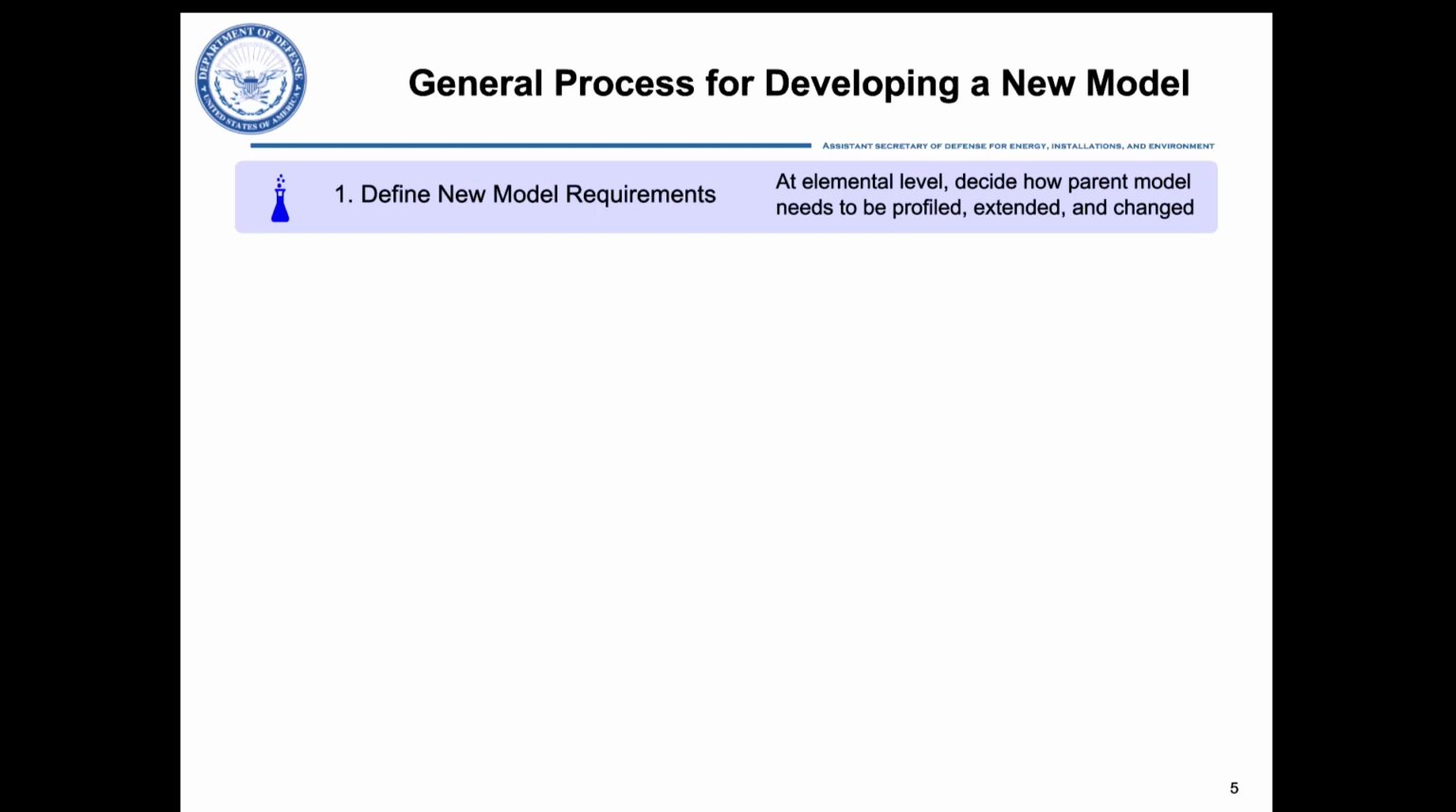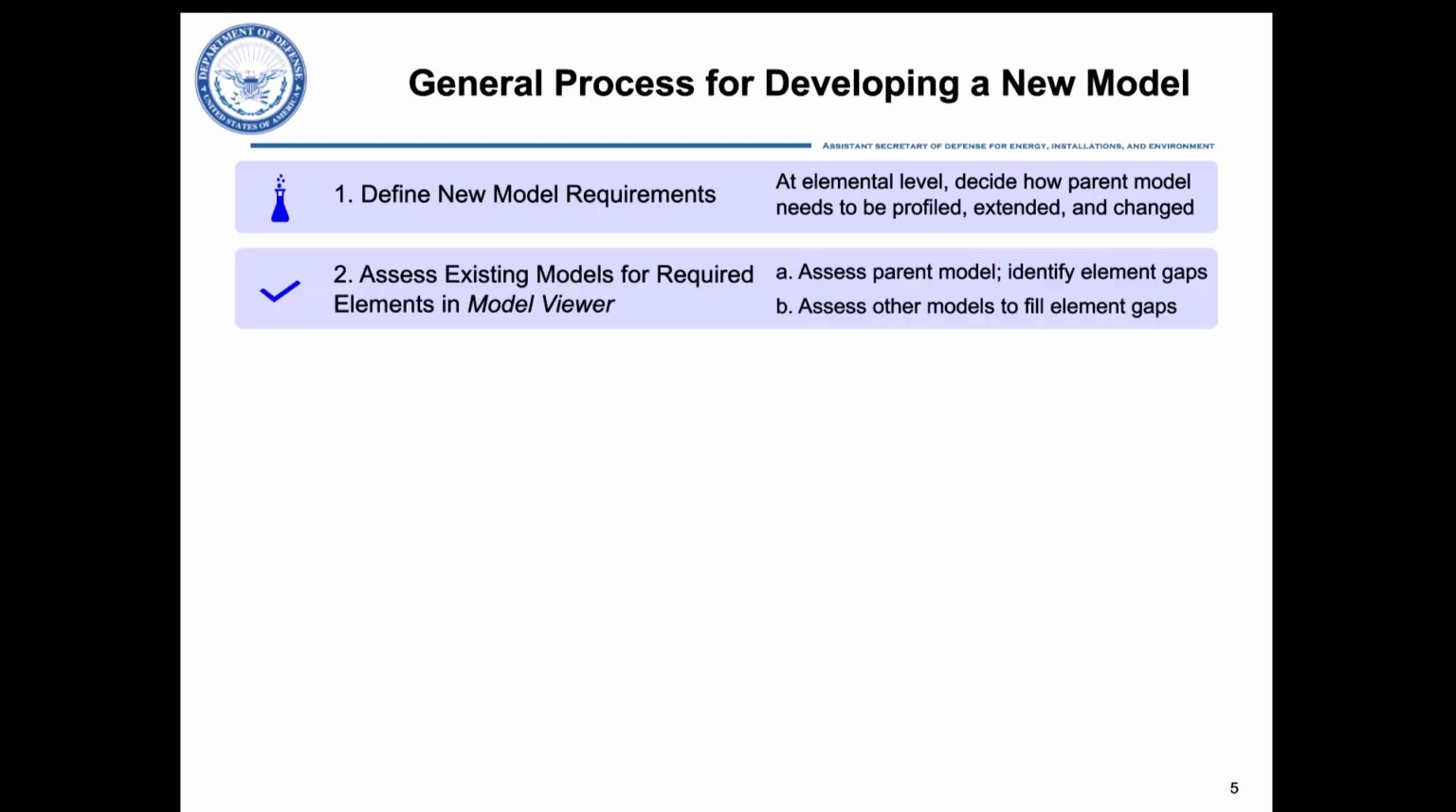As with many business processes, in Step 1 the user defines requirements, in this case for the new model at the elemental level. Once requirements are defined and a parent model is selected, then the required profile, extension, and change actions can be identified. In Step 2, after extraneous elements are targeted for profiling, requirement gaps are identified in the parent model. In some cases, changes are needed, and in others, extensions. Before creating new elements from scratch, and to enhance interoperability per rules set forth in the SDSFIE Vector Implementation Guidance, or SVIG, other models in the registry must be searched for matching element concepts, and those elements used wherever possible.